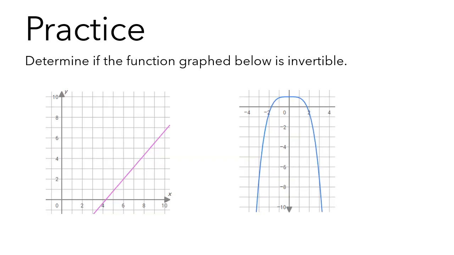Lastly, let's practice using the horizontal line test to determine if a function is invertible. On this first one, obviously, it only crosses once, so this one is indeed invertible. The second one crosses twice, so this is not invertible unless you were to restrict the domain.